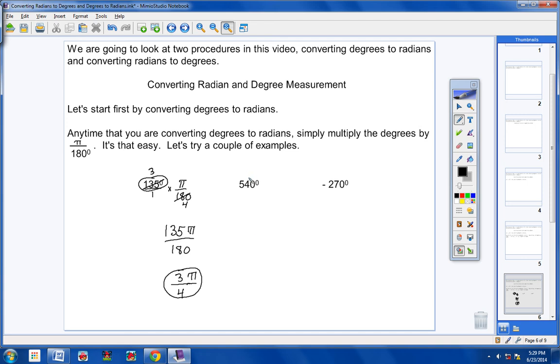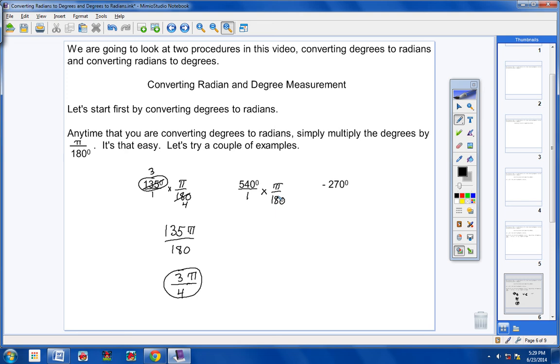Now let's try another one. Let's try 540 degrees. Now you can work ahead or you can watch me. That's up to you. Let's go ahead and convert 540 degrees over to radians. I'm going to put 540 over 1, and I'm going to multiply it by pi over 180.